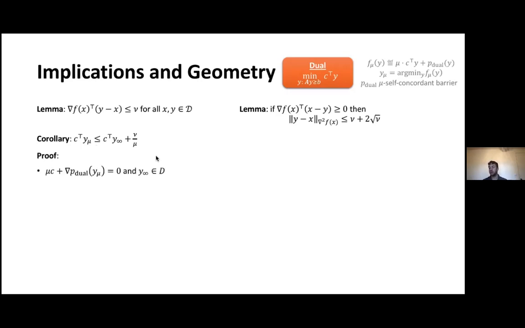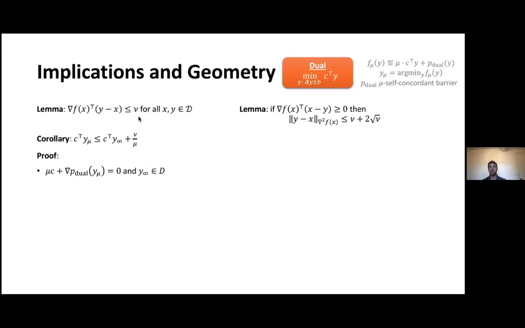All right. The proof of this is rather simple once we have this lemma. So for the proof, note that the optimality condition of being a minimizer here is that the gradient is 0. The gradient of this is just mu times c plus the gradient of the barrier. And note that the minimizer of the linear program is in the polytope.